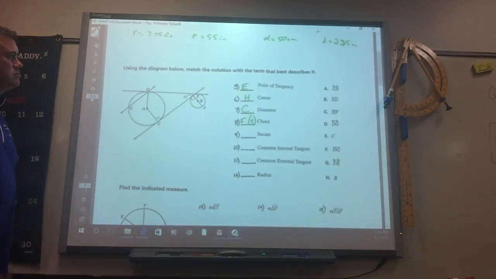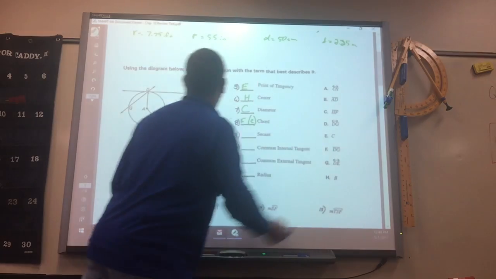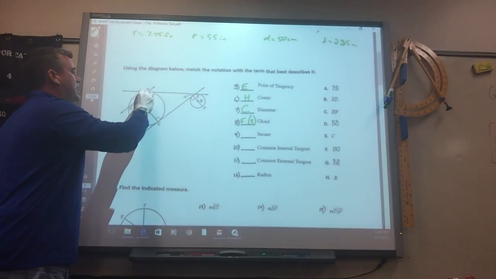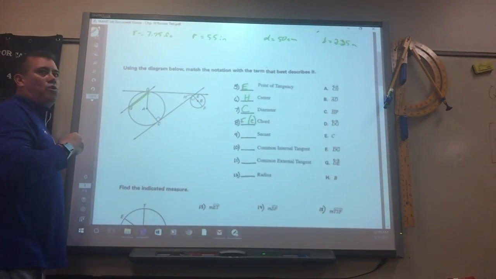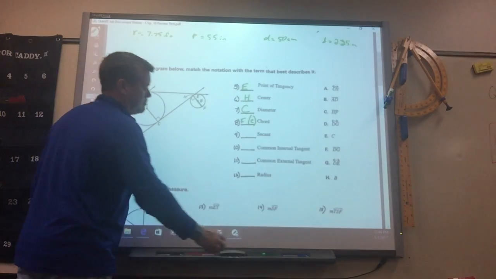It says it doesn't have arrows at the end. Neither does a chord. A chord is a segment. A chord starts at a point and stops at a point. From there to there, that's chord DG. So this is chord HF.